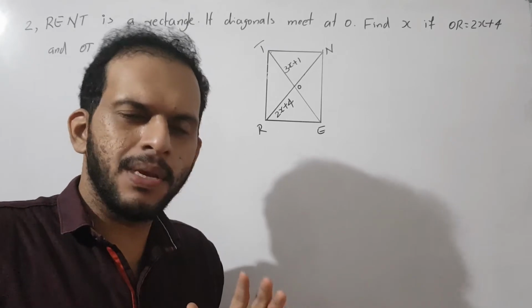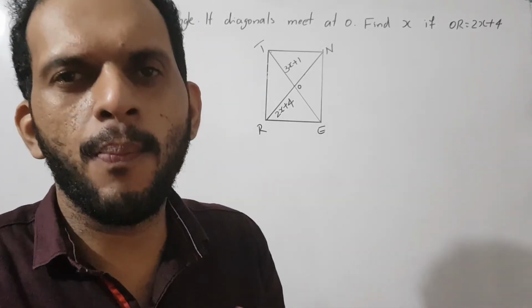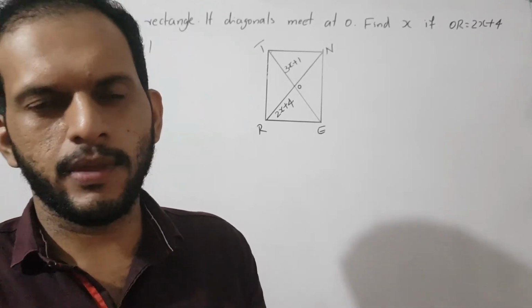So that means here, to find the value of x, we need to apply the property of diagonals of a rectangle. That is very clear.